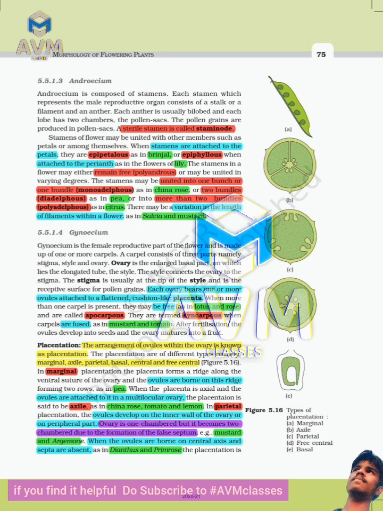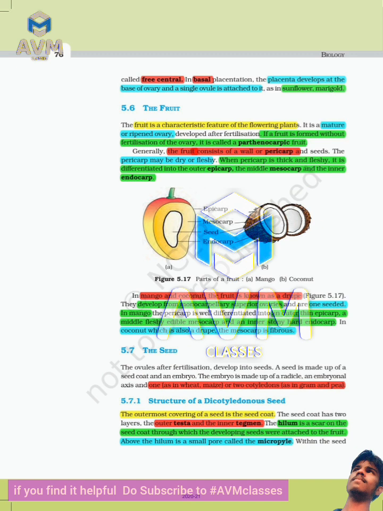In parietal placentation, the ovule is developed on the inner wall of the ovary or on peripheral part. Ovary is one-chambered but it becomes two-chambered due to the formation of the false septum, as in mustard and argemone. When the ovules are borne on central axis and septa are absent, as in dianthus and primrose, the placentation is called free central. In basal placentation, the placenta develops at the base of ovary and a single ovule is attached to it, as in sunflower and marigold.